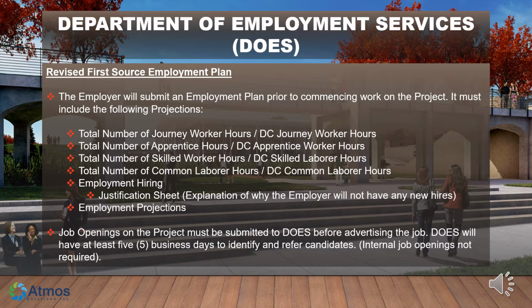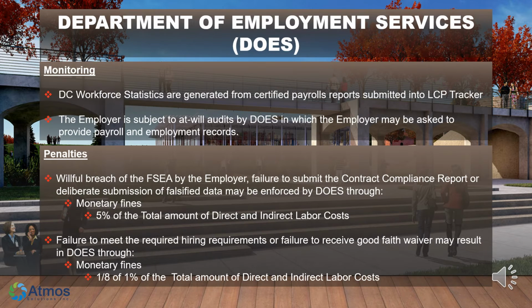I also want to reiterate again that any job openings on the project must be submitted to DOES before advertising the job. This will give DOES at least 5 business days to identify and refer any candidates. DOES monitors the subcontractor's compliance with their First Source Employment Agreement through the DC Workforce Statistics Report. This report is generated from certified payrolls that are submitted into the LCP Tracker system. We also send out a monthly DC Workforce Statistics update so that the subcontractor is aware of where they stand with their DC hours that are worked in the journeyman, apprentice, skilled labor, and common labor categories.